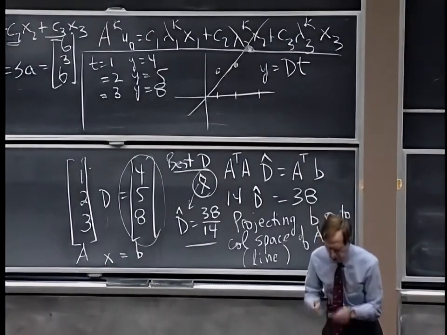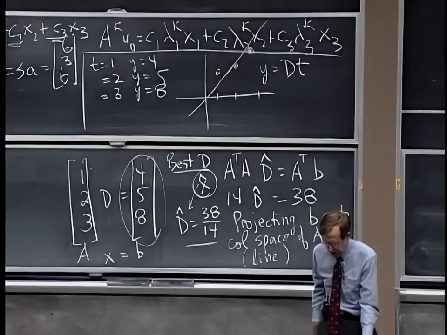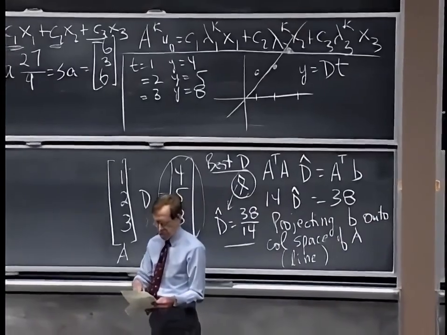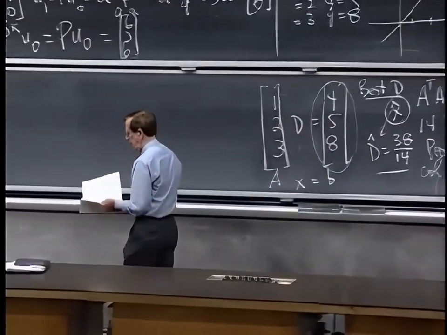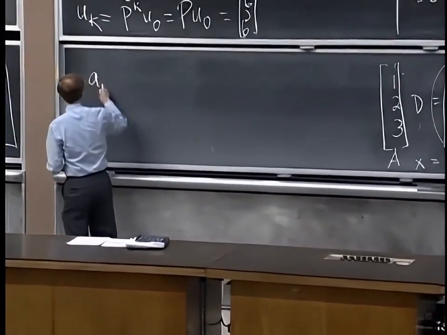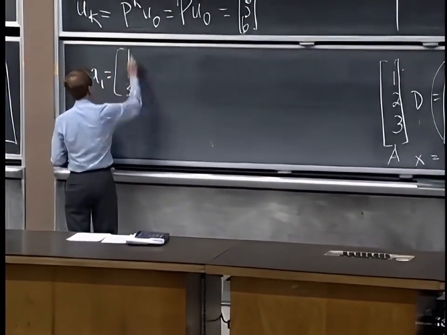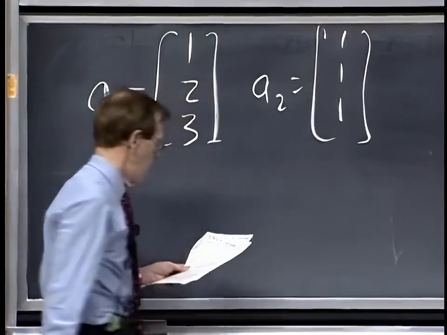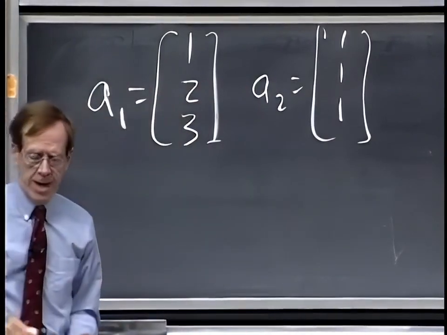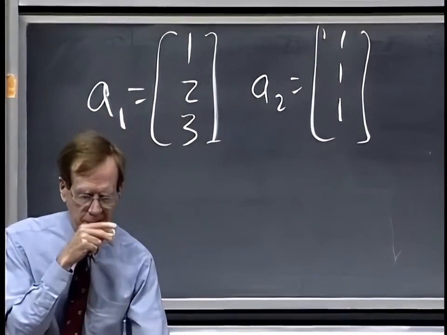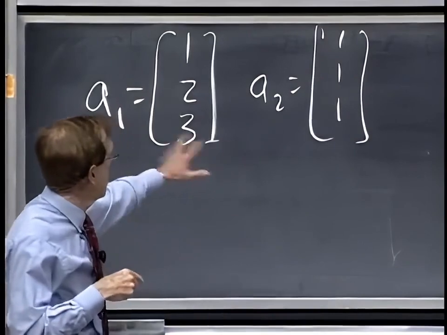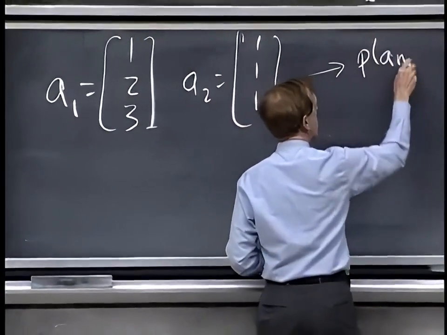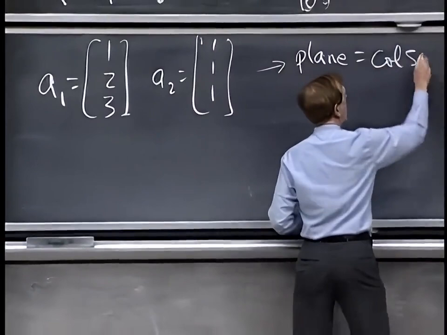Okay, now finally in orthogonality there's the Gram-Schmidt idea. So that's problem 2D here. It asks me if I have two vectors, a1 equal 1, 2, 3, and a2 equal 1, 1, 1, find two orthogonal vectors in that plane. So those two vectors give a plane. They give a plane, which is, of course, the column space of the matrix.